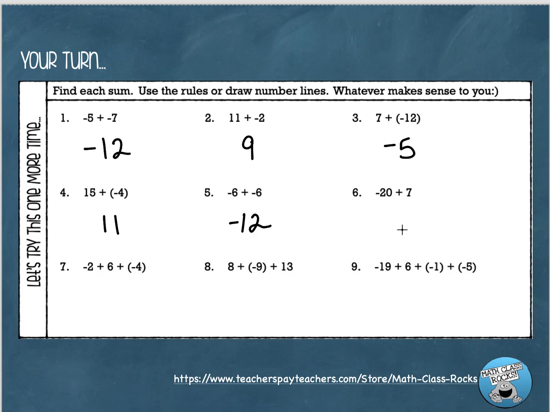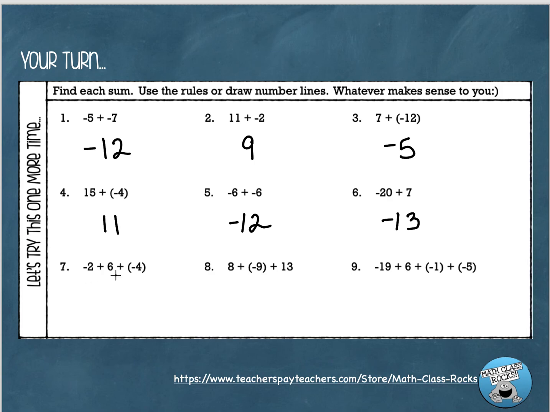For number 6, different signs. Negative 20 plus positive 7, I'm going to subtract and get 13. My bigger number is the 20. 20 is negative, so my answer will end up being negative 13. Okay, these last 3, we had more than 2 numbers we were adding, but that's okay. We can just go from left to right.